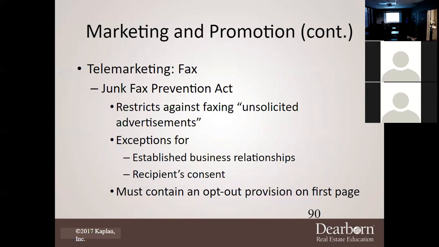I remember when faxing came out, and I remember working at the lawyer's office, and we'd get so much crap coming through our fax machine, it drove me nuts. Because what happens? You've got to put ink in that thing, and you've got to put paper, and then somebody just sent you junk. Now you just wasted that ink and that paper. Okay, so the Junk Fax Prevention Act restricts faxing unsolicited advertising.